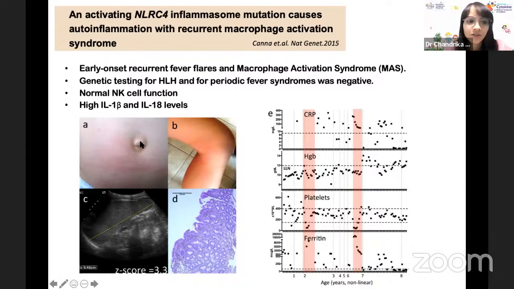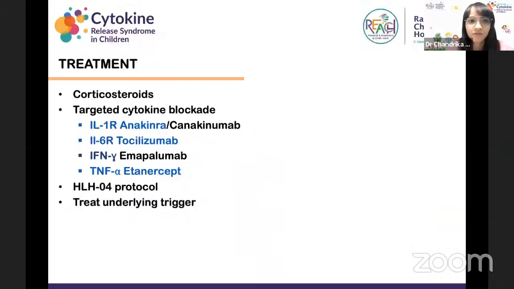And you see over here, this child has an urticarial rash and dermatographism, and splenomegaly as well on an ultrasound scan. And this is a very beautiful representation of the course of this child. The pink bars indicate periods of flare, wherein you see the ferritin levels are very high, the platelet counts dip down, hemoglobin goes down, and the CRP is elevated, which is quite characteristic of macrophage activation syndrome.